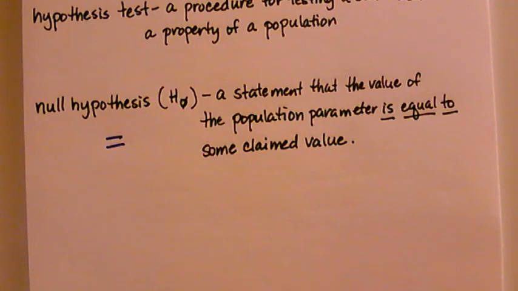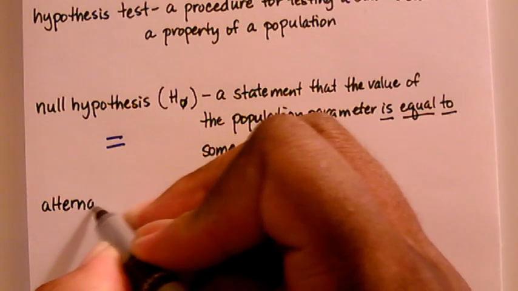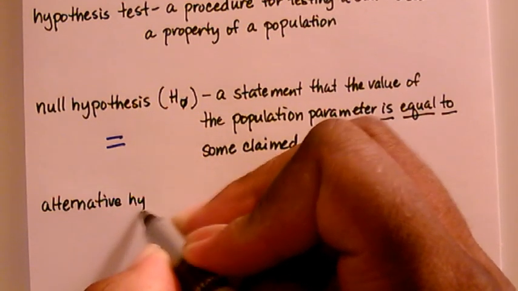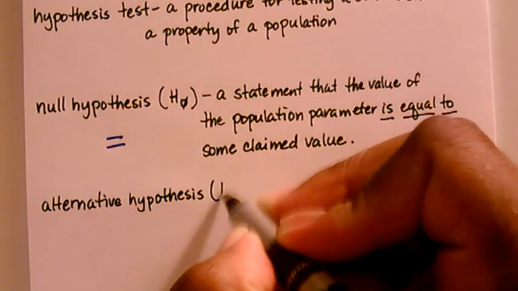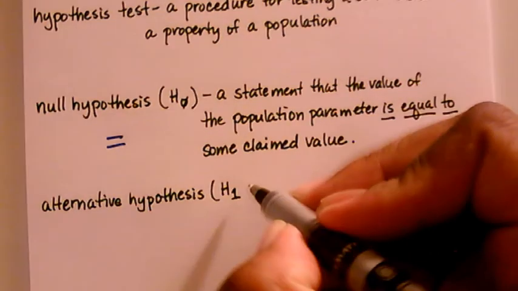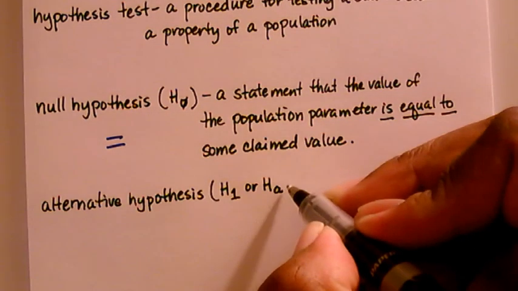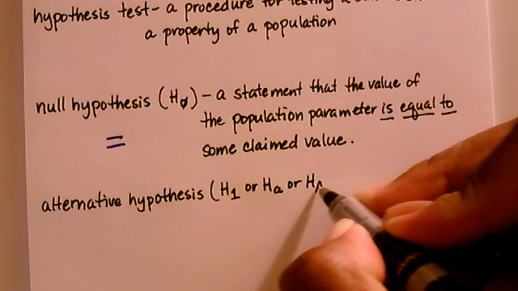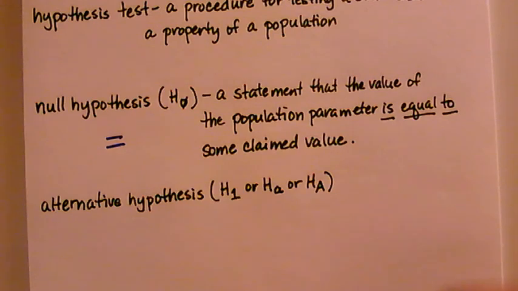Now, the other type of hypothesis is the alternative hypothesis. Next is the alternative hypothesis, and we denote that, for this class, with H1. Some textbooks use H sub lowercase a. Some use H sub capital A. But for this class, we're only going to be using H1 for the alternative hypothesis.